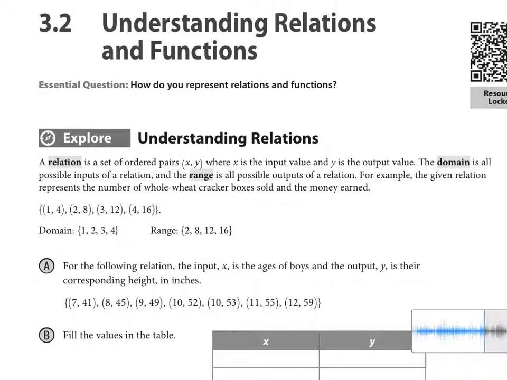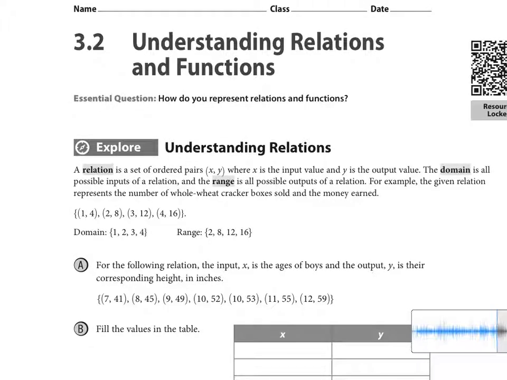So if you look at this first relation, we have 4 ordered pairs, and the domain is these inputs or these x values, right? 1, 2, 3, and 4. And then the range, there's actually a mistake here. We got 4, 8, 12, and 16. So this first range value should be a 4. So 4, 8, 12, and 16.